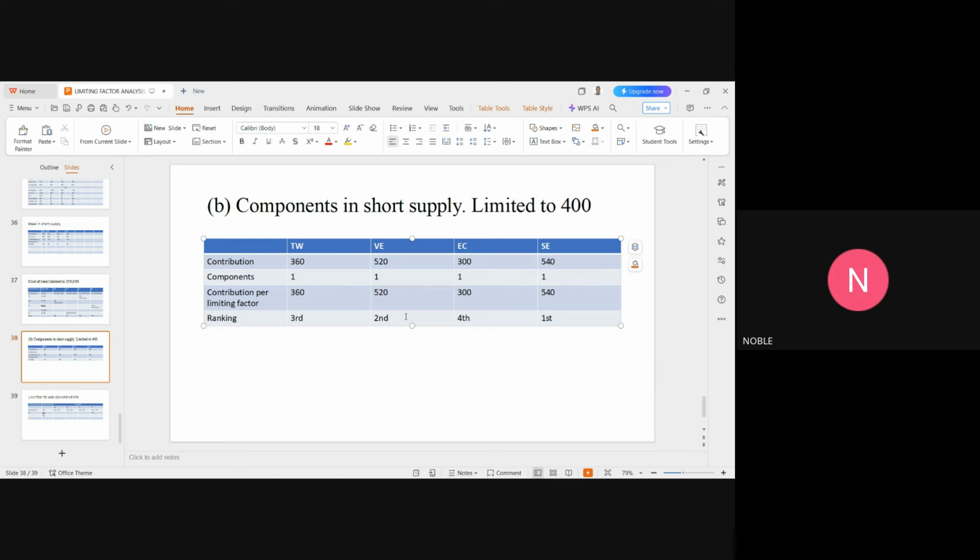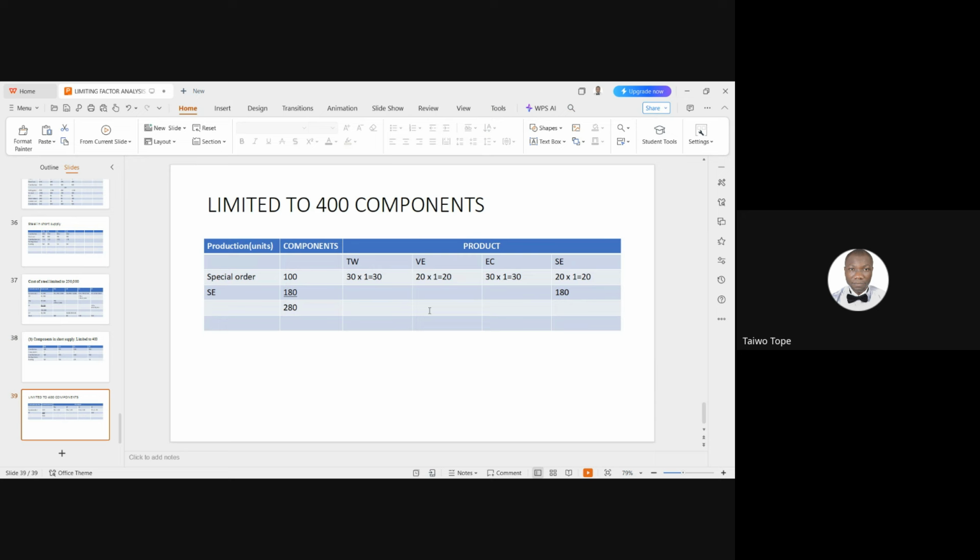VE. VE is ranking next. So now, in terms of VE, you've produced 20 for your special customer. What is left? What are you going to produce? You are supposed to produce 180, right? Yes. So how many components will be left when you use 280 out of 400? 120. You are left with 120.